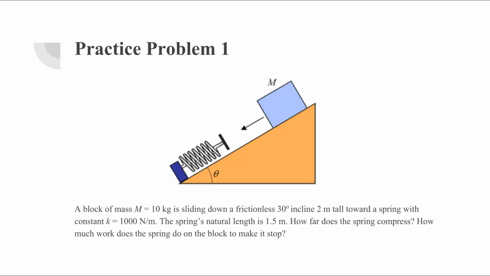So here's our first problem. A block of mass m equals 10 kilograms is sliding down a frictionless 30-degree incline 2 meters tall toward a spring with constant k equals 1,000 newtons per meter. The spring's natural length is 1.5 meters. How far does the spring compress? And how much work does the spring do on the block to make it stop?